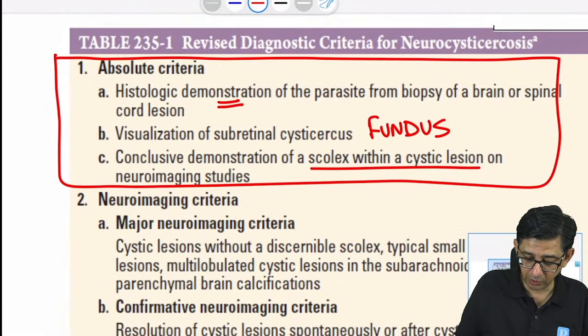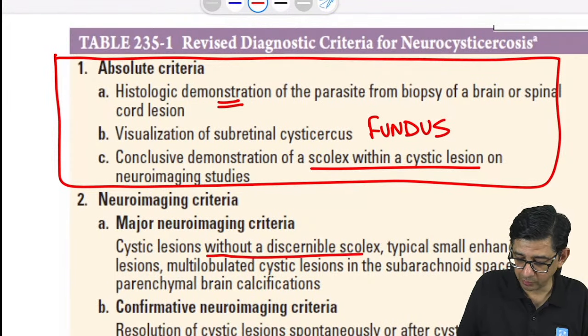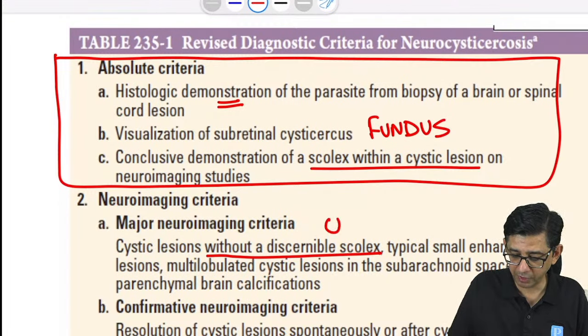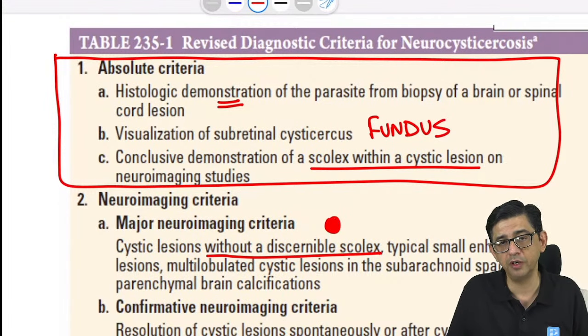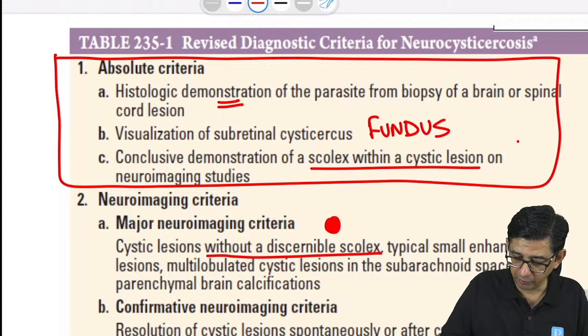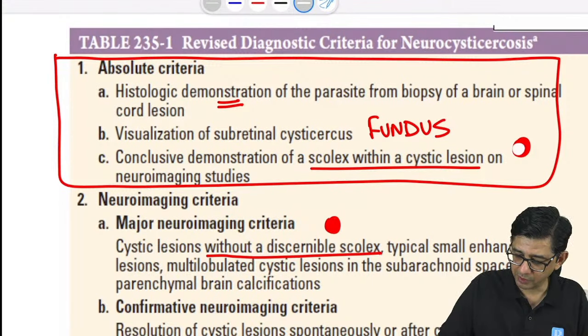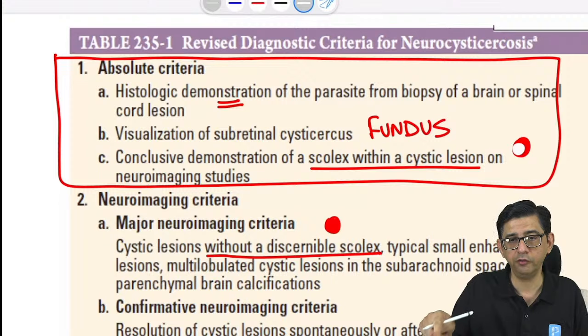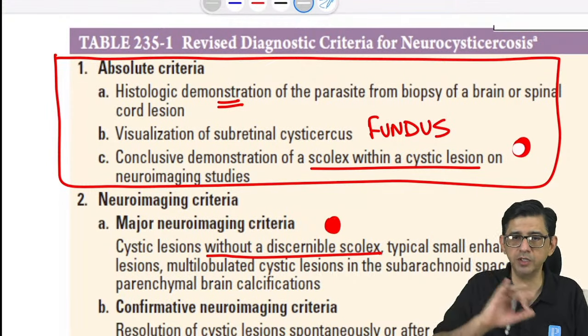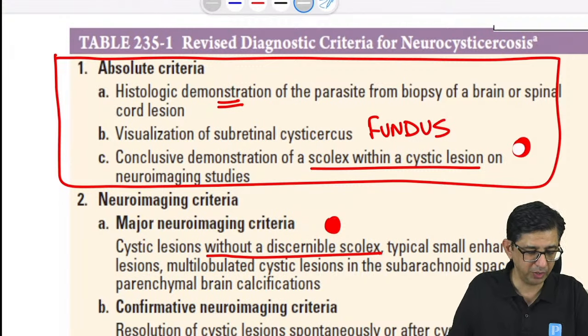And why B was not an answer is this: without a discernible scolex. अब देखो ना यहाँ पे सिर्फ एक ऐसे वाइट लीजन था विदाउट अ डिसर्नेबल स्कोलेक्स, एंड इन वन सी में, what is present is that there was a scolex present in the periphery. So that dot is the characteristic feature, and the white, the whole thing white, that calcification is not a diagnostic feature, an absolute criteria.